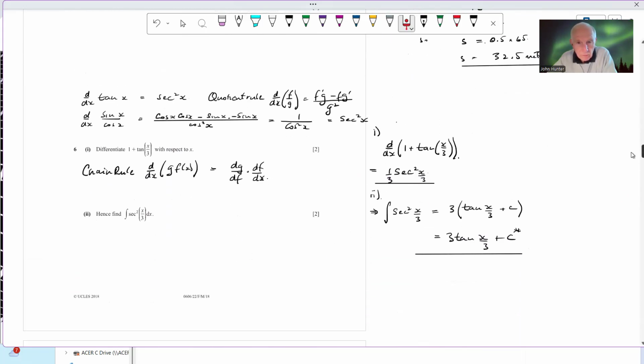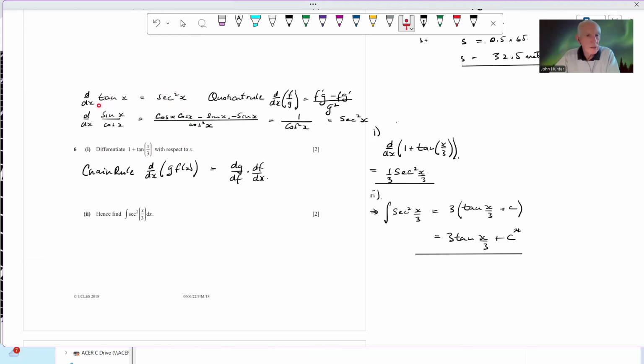Let's have a look at this number 6 here. Differentiate 1 plus tan x over 3 with respect to x. Probably just dip into some of the background to this, what we're going to use. Well, first of all, this derivative here, you probably do this not long after starting calculus. The derivative of tan x is sec squared x.